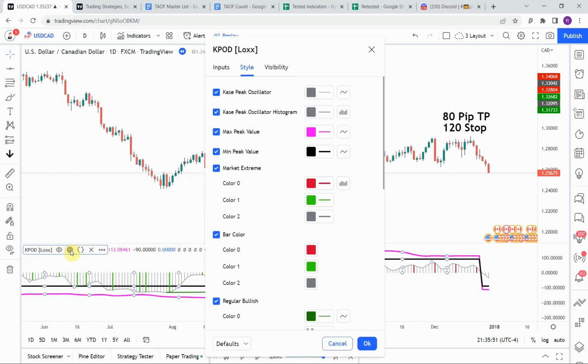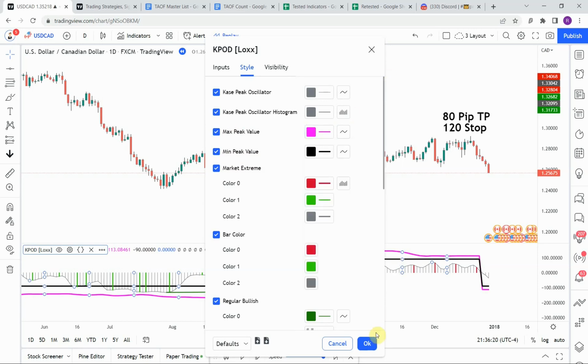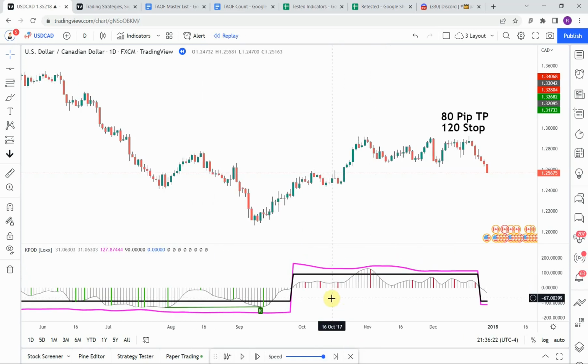Now I did go in and change these, and so these two lines are the minimum peak value and the maximum peak value. And the minimum peak value was a white line. I changed it to black, obviously, because I have a white background on my chart there. And I did bump up the line weight of it. The maximum peak value was a yellow line. I changed that to purple, and again I bumped up the weight of that some.